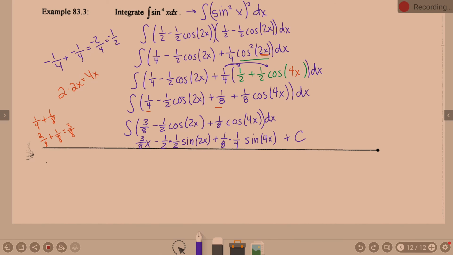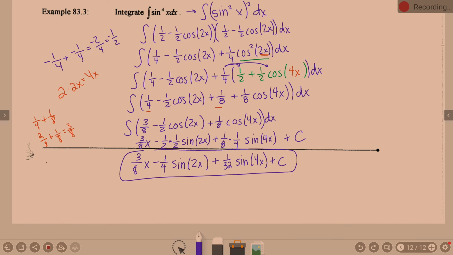So if you haven't already cleaned it up, that's my job now. 3/8 x minus 1/4 sine 2x plus 1/32 sine of 4x plus c. Okay. Officially, your 2x's and 4x's should be in parentheses, just to indicate that they both go with that. They are the inside of the sine.